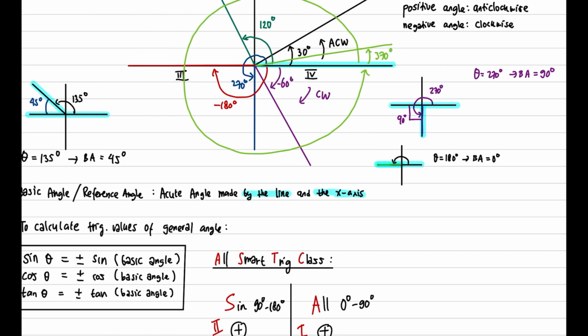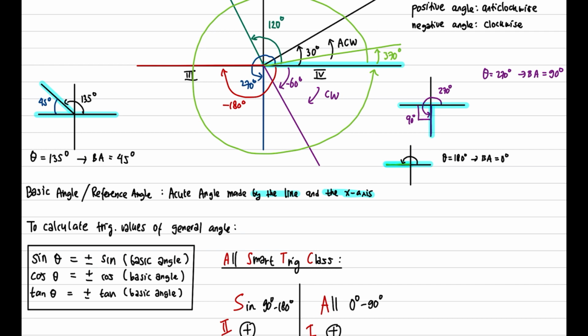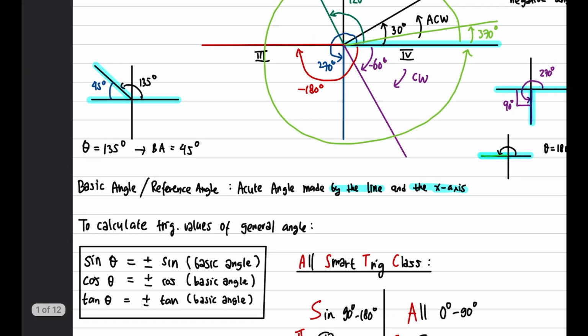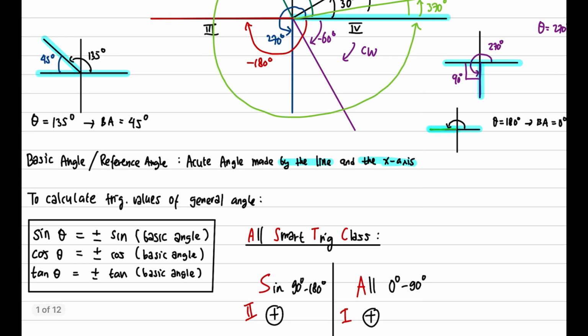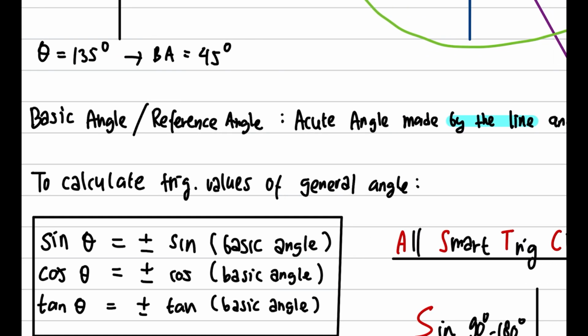So this is how you calculate the basic angle. It's always the acute angle made by the line and the x-axis. And keep in mind that the value of the basic angle is always positive, it cannot be negative. So we always take the positive value.